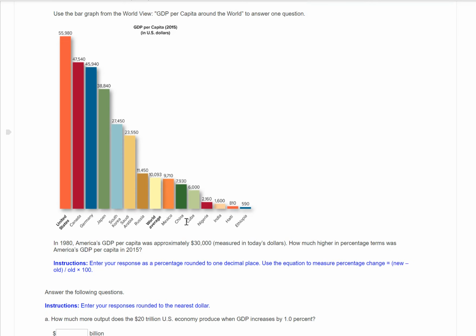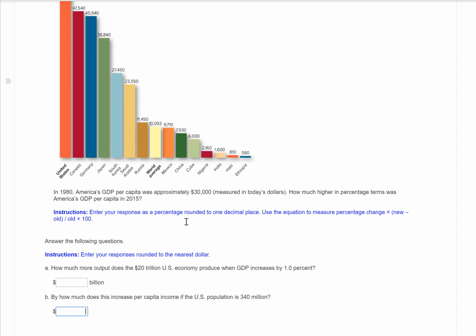I strongly encourage you to be familiar with the percent change formula. It's a simple one. It's universal. You will use it a million times in your life, and you use it in this example. And they even mention what it is. They give you this formula right here. New minus old over old times 100.